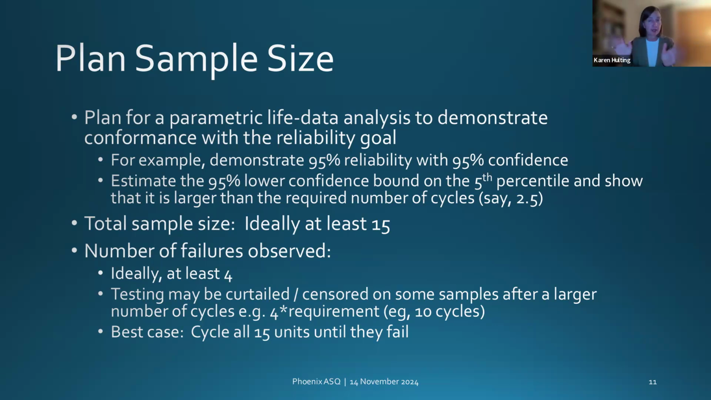And you may find that you're in a different world than I have been living in, but a lot of times these tests take a long time and they are expensive. So I've learned to be pretty happy with at least 15 units on test. Ideally, they all get tested to failure, but if at least 4 of them, right? My sort of bottom line is get at least 4 of them to actually fail. It's so much better than 0, right?